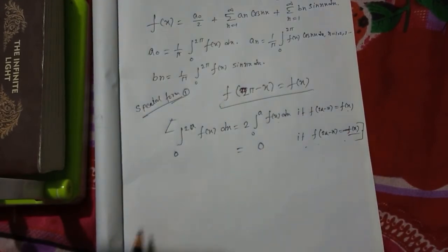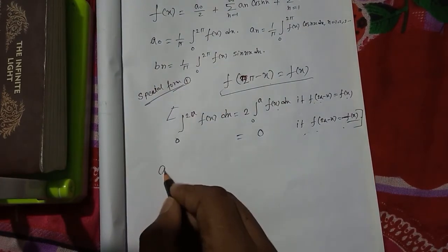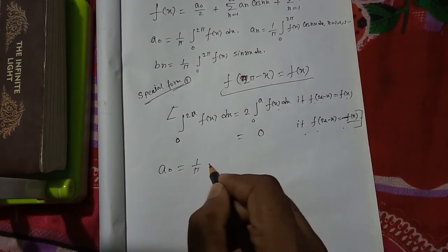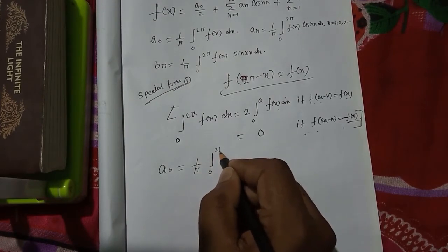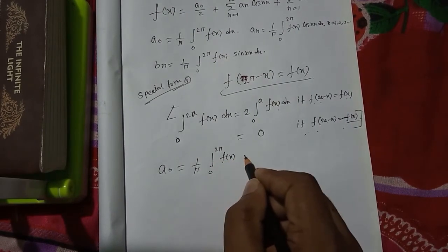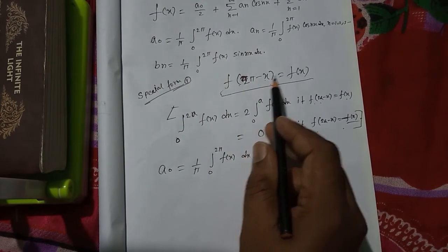What happened? Then this a0 is equal to 1 by pi integration 0 to 2 pi f of x dx, as f of 2 pi minus x is equal to f of x.